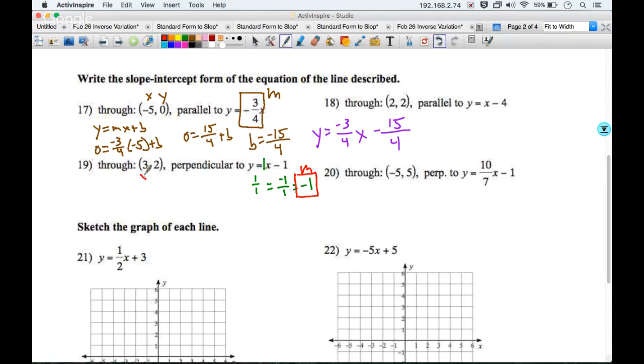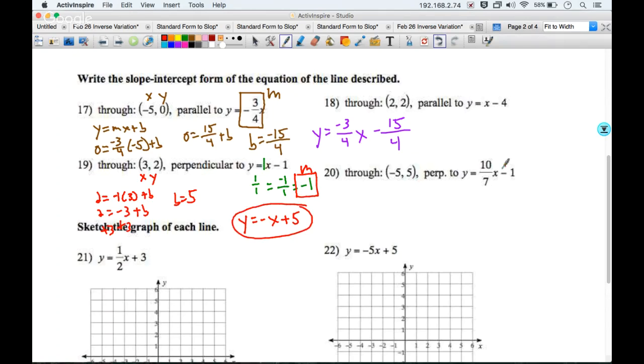Now I've just got to borrow an x and a y. And so I get 2 equals negative 1 times 3 plus b. 2 equals negative 3 plus b. What number can I add to negative 3 to get to 2? Let's add 3 to both sides and find out. B equals 5. So final equation, y equals negative x plus 5.